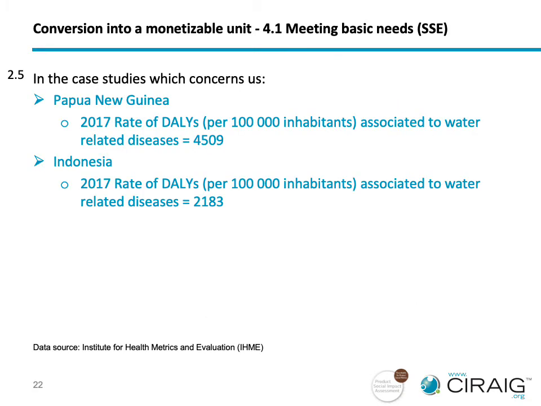The fifth substep was to convert the unit of the monetizable variable into a monetizable unit, in this case DALYs. Using the Institute for Health Metrics and Evaluation, we could convert our initial monetizable variable into DALY units for all countries in our dataset. Here is the rate in DALYs associated to water-related disease for the two countries of our semi-fictitious cases, Papua New Guinea and Indonesia.